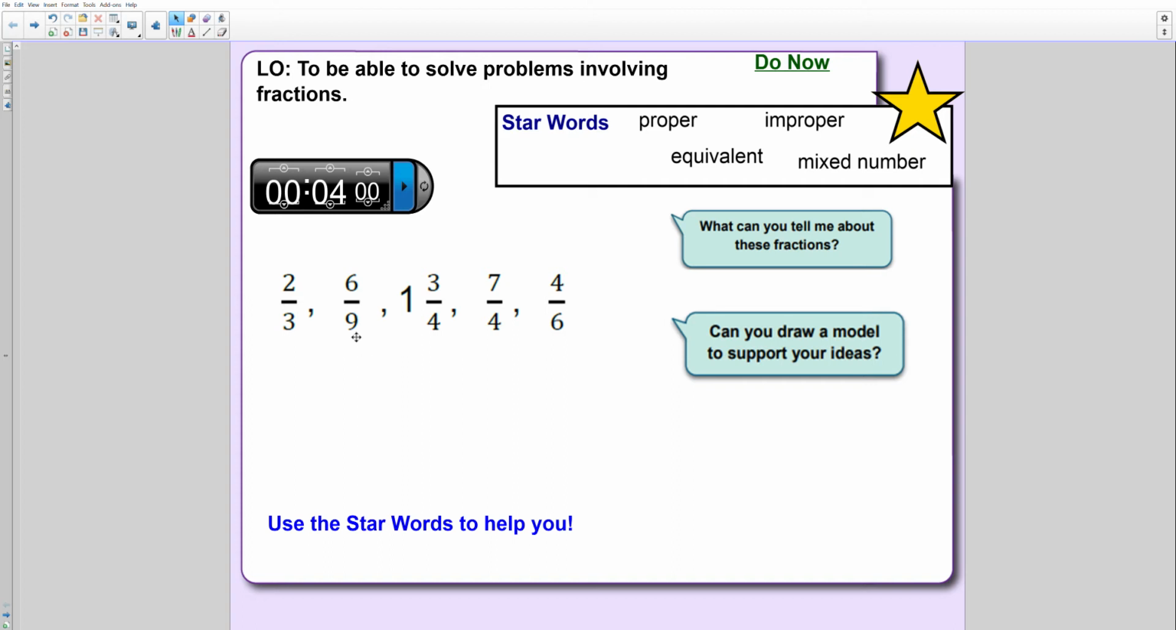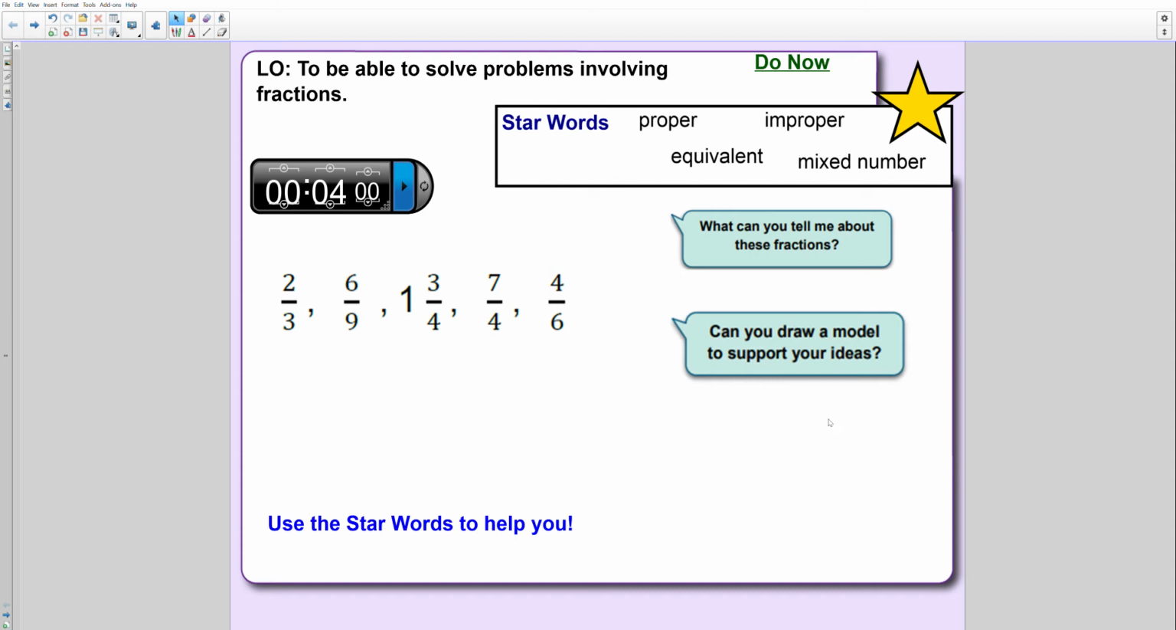We've got 2/3, 6/9, 1 3/4, that's of course a mixed number, 7/4, an improper or top-heavy fraction, and 4/6. What can you tell me about these fractions? If you're struggling at all, or in fact just generally, I think it's a good idea to draw a model to support your ideas. So make sure you've got a pencil and a piece of paper or some other way to draw it. Pause the video and give that a go, then we'll go through them together.